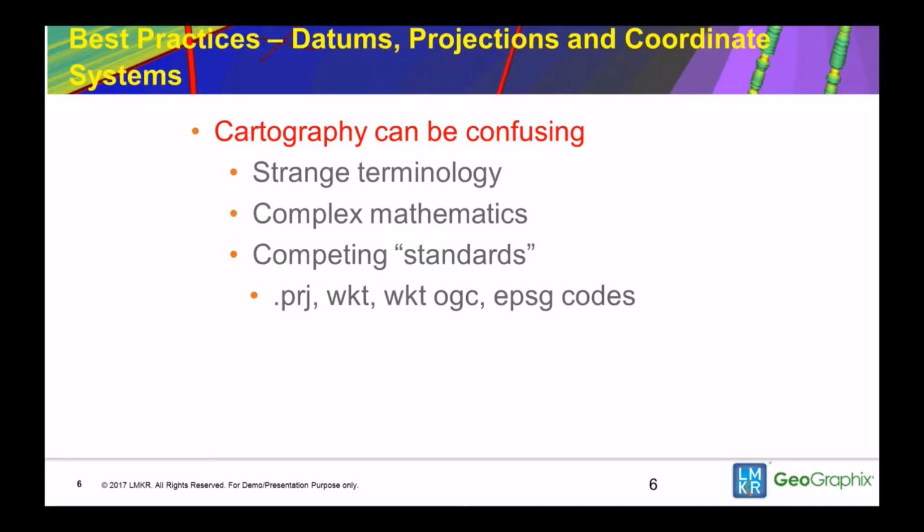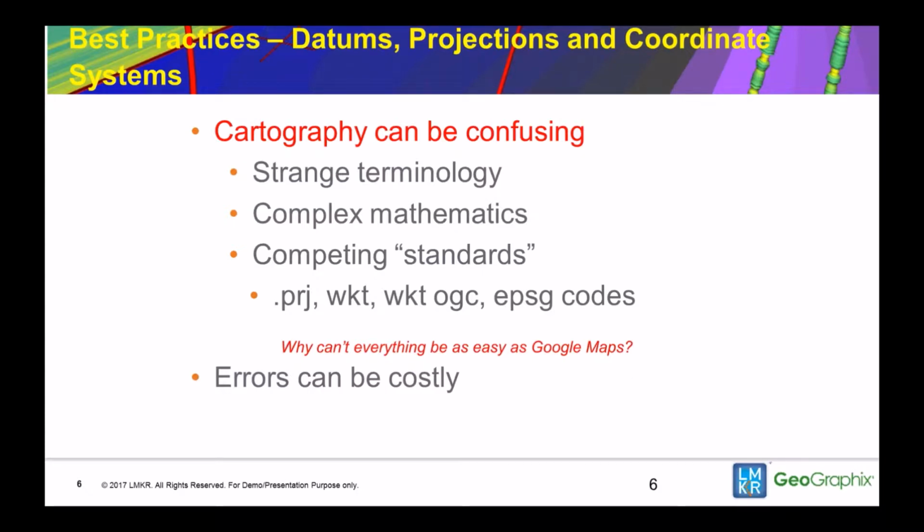And there's a lot of competing standards and terminology out there, PRJ files, well-known text files, EPSG codes, on and on and on. And sometimes it can be a little bit confusing, but at base, it's not confusing. And I'll show you why.